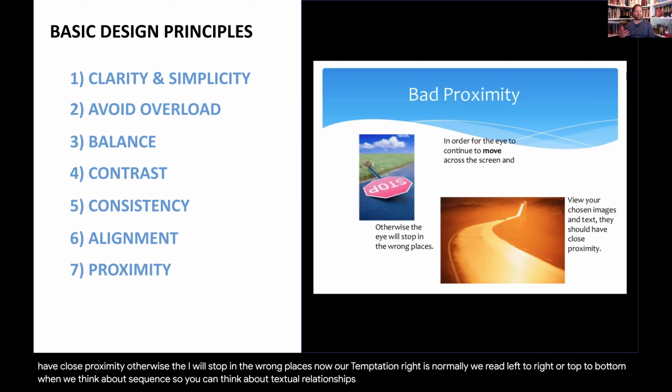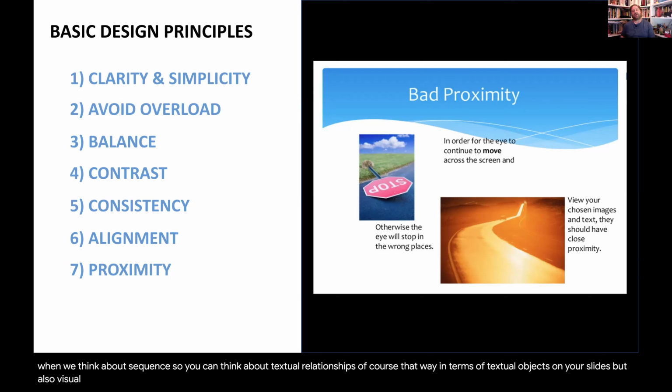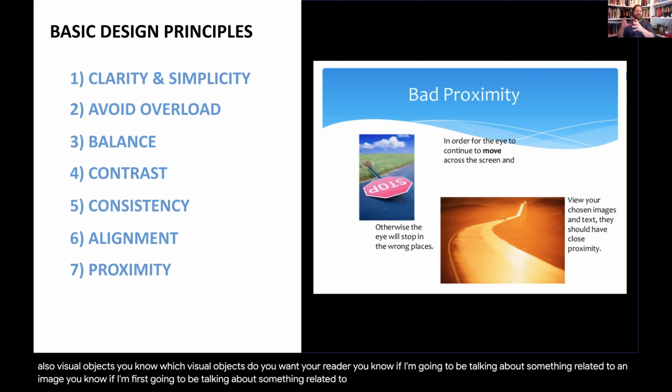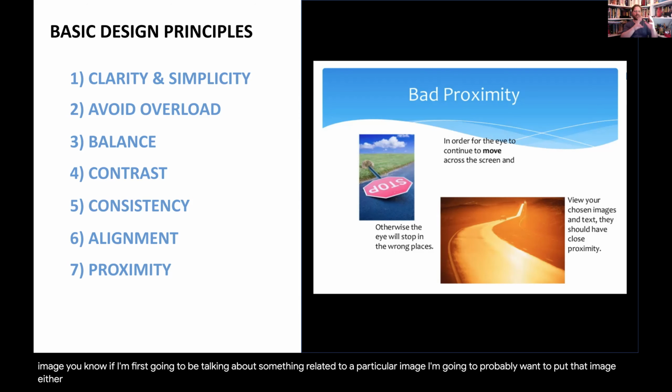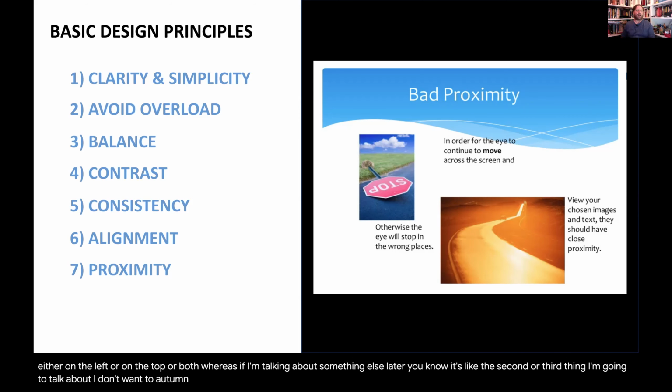So you can think about textual relationships that way in terms of textual objects on your slides, but also visual objects. Which visual objects do you want your reader to see first? If I'm first going to be talking about something related to a particular image, I'm probably going to want to put that image either on the left or on the top or both. Whereas if I'm talking about something else later, like the second or third thing, I don't want to put that at the top because it's more likely going to be at the bottom. Obviously, you can refer to things in your narration. You can see if we take a look at figure two.